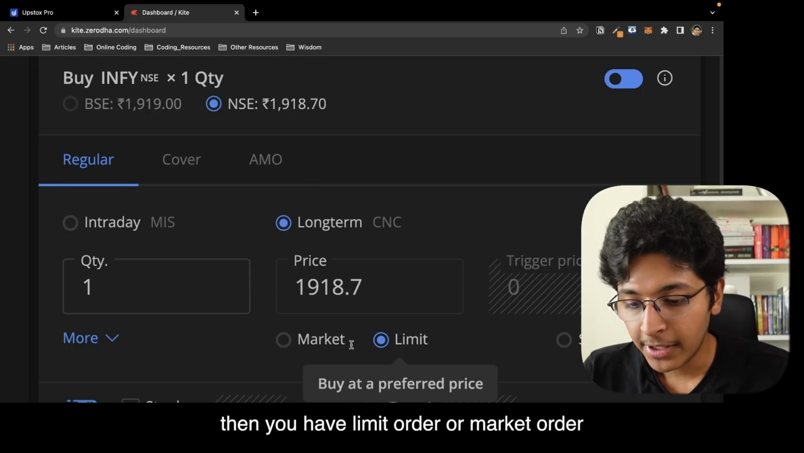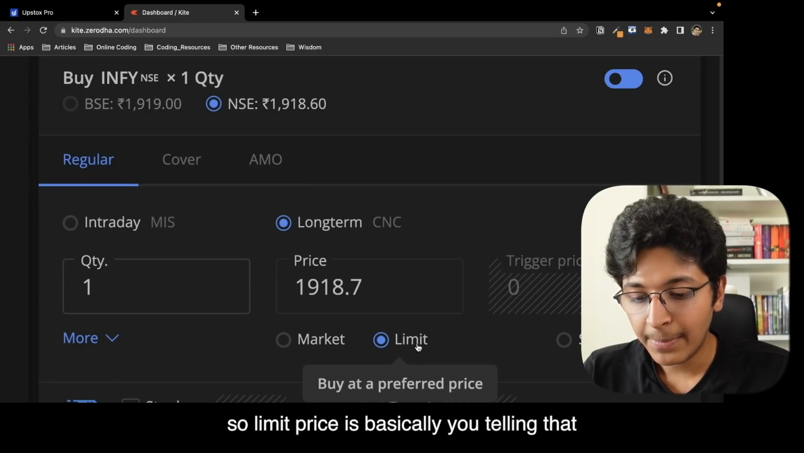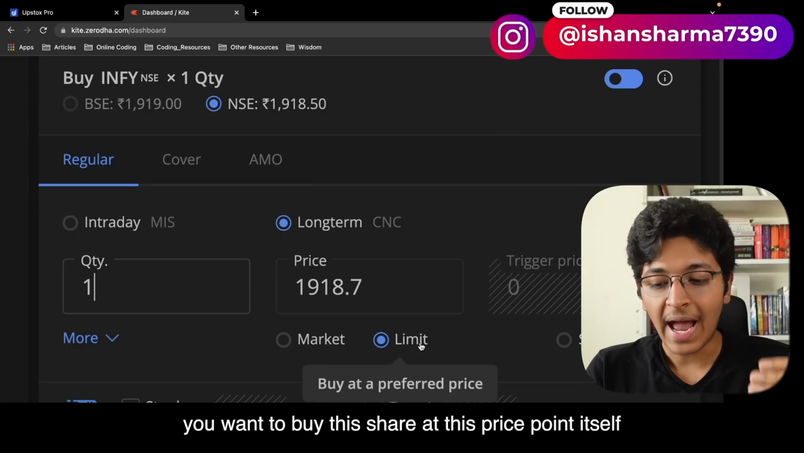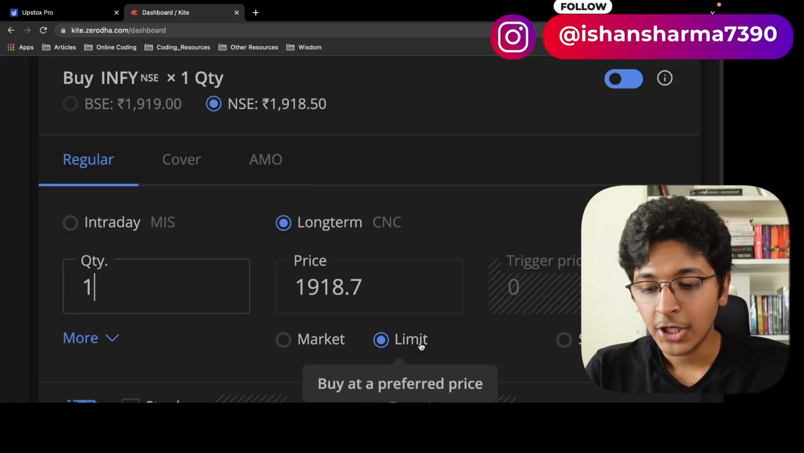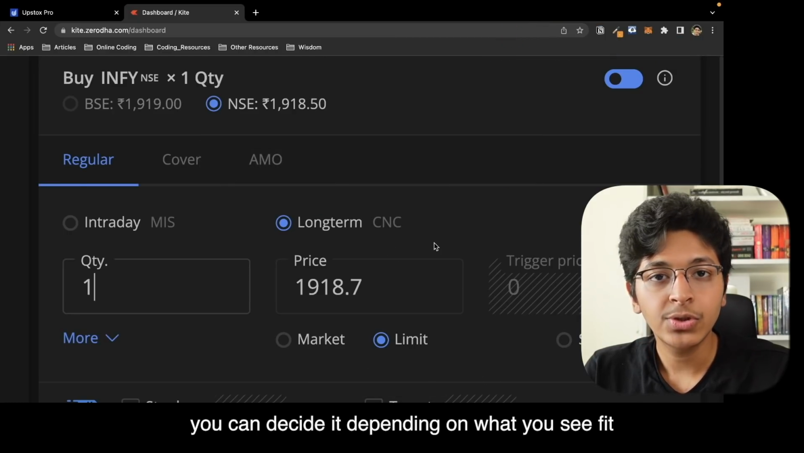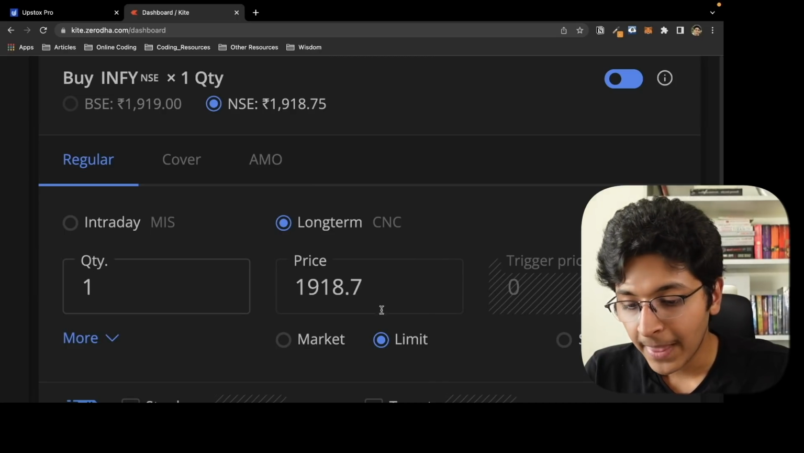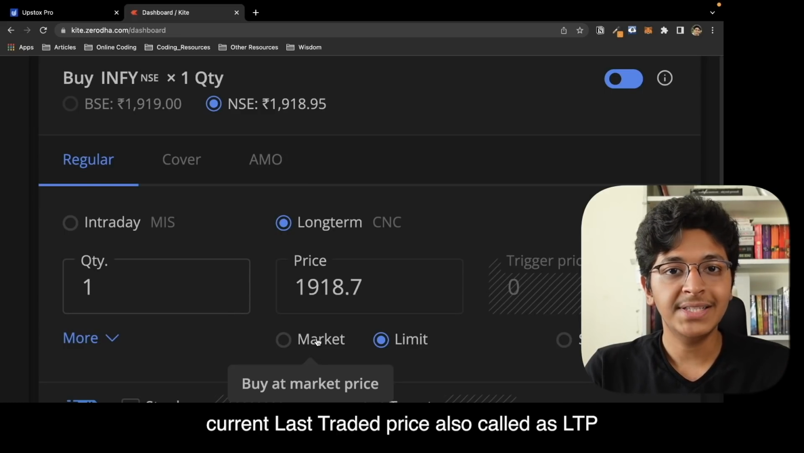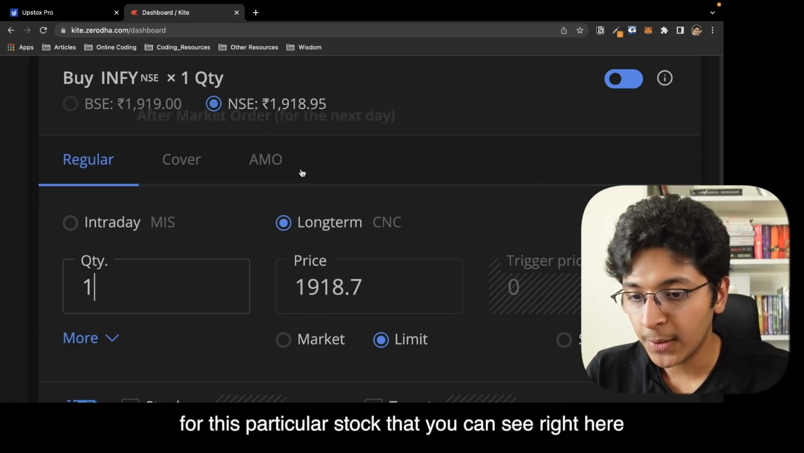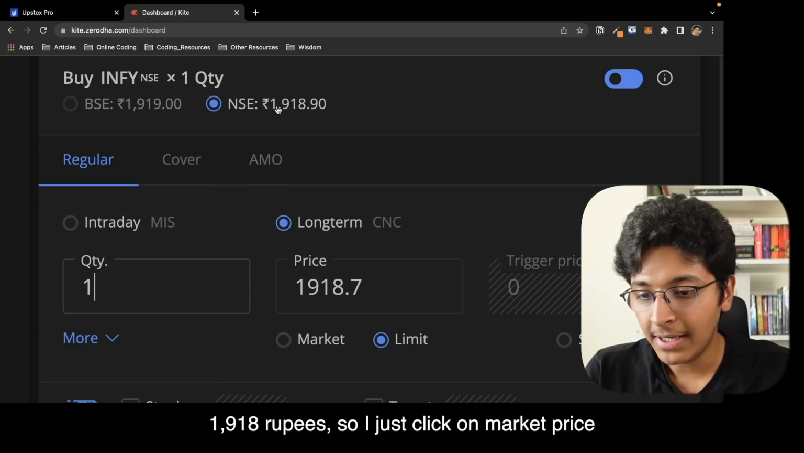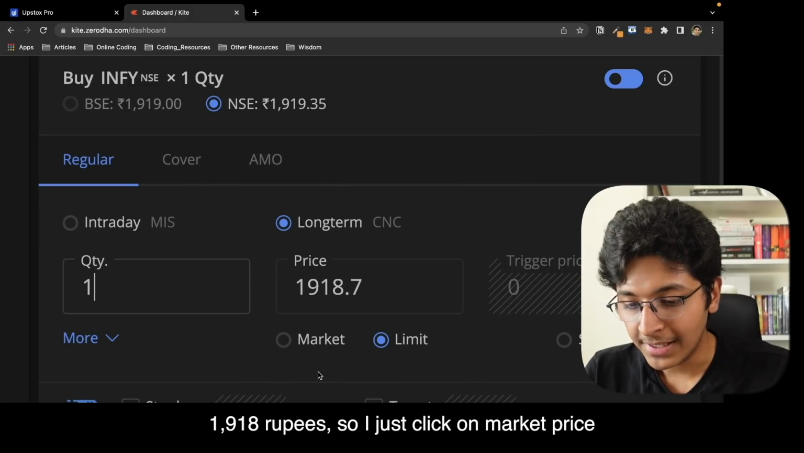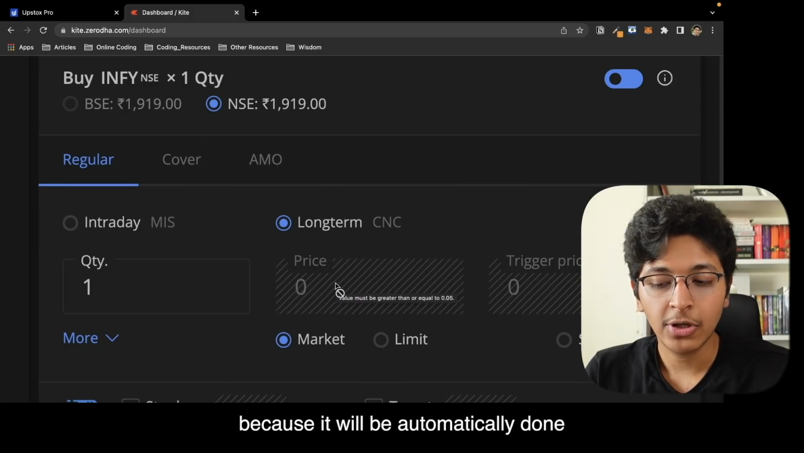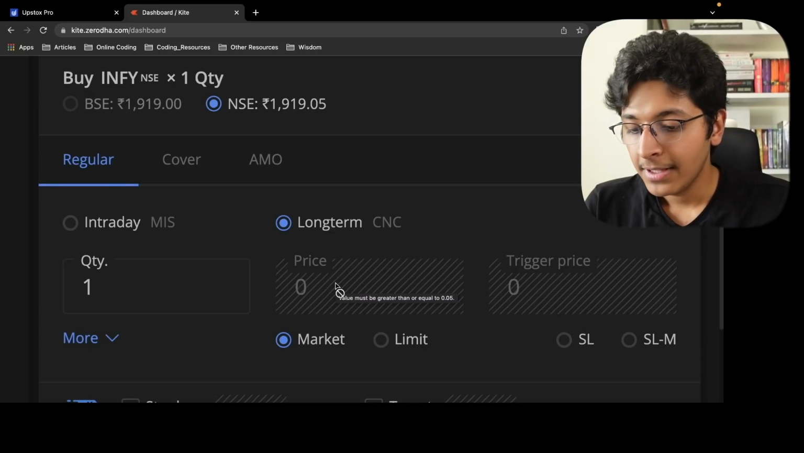Then you have limit order or market order. So limit price is basically you telling that you want to buy this share at this price itself. You can decide it depending on what you see fit for the price of this stock. Then you have the market order. This is just the current last traded price, also called as LTP for this particular stock that you can see right here, right? 1,918 rupees. So I'll just click on market price. And then as you can see, I cannot choose the price because it will be automatically done. So that's how that works.